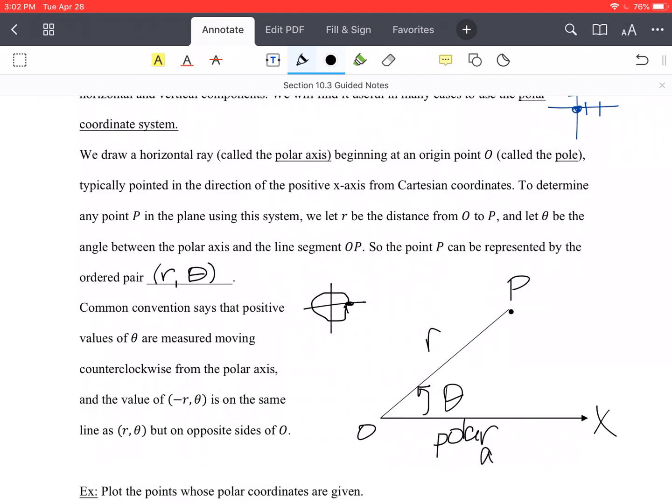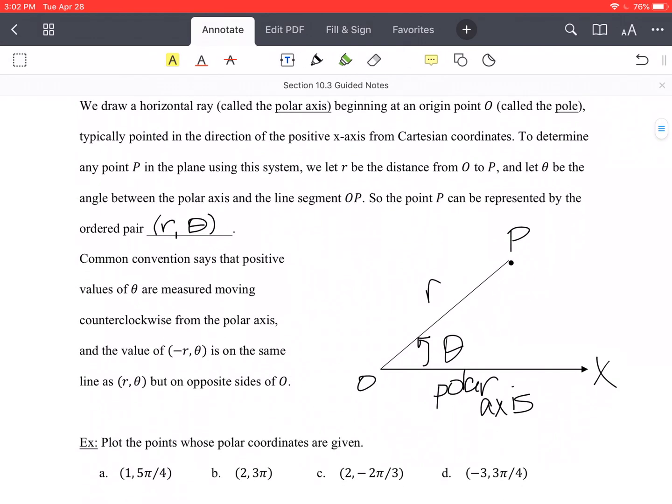So you have to pardon my extra bits of writing here. I just got a new stylus this morning and still getting the hang of it here.